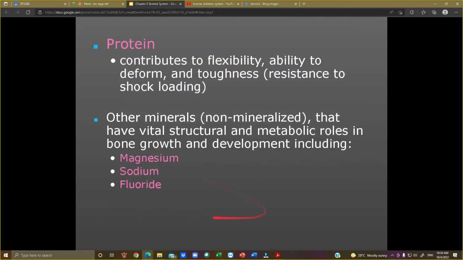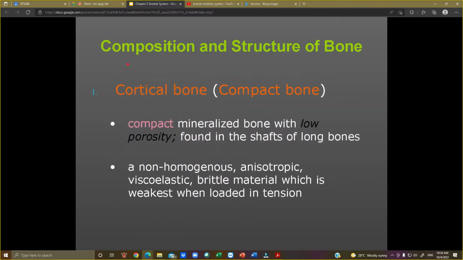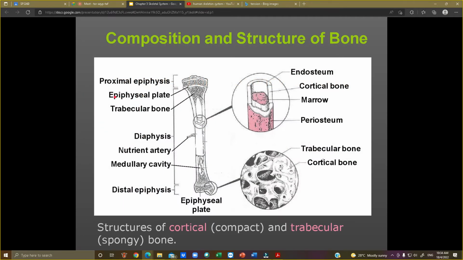Right. Next we have some protein dengan minerals ni bukanlah unsur-unsur yang banyak. It just has some amount of that. As for the protein, it contribute to flexibility, ability to deform and toughness. Protein dekat sini paling mudah kita nak faham. One is this one. Nampak ni? Epiphyseal plate. Kat sini. Although it is in the bone itself, but this one being made entirely from protein.